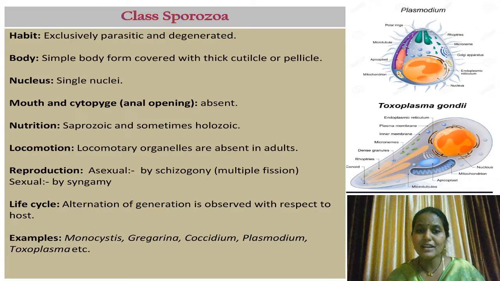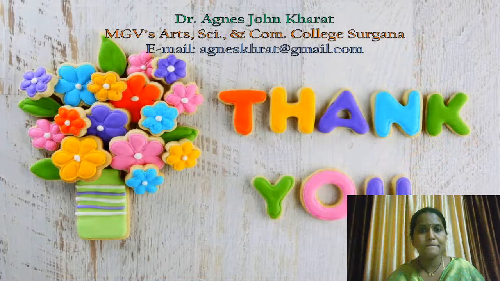And what is alternation of generation? Alternation of generation means sexual phase and asexual phase occur in the life cycle of the organism. That means alternately sexual and asexual phase, both phases occur in the life cycle of the organism. And representative examples are Monocystis, Gregarina, Plasmodium, Toxoplasma.